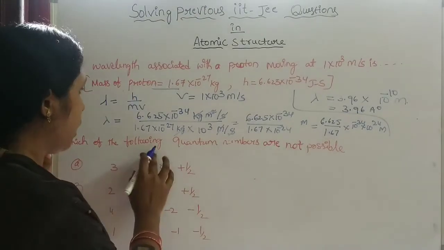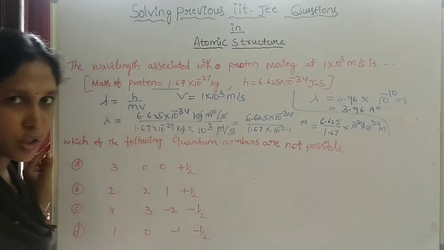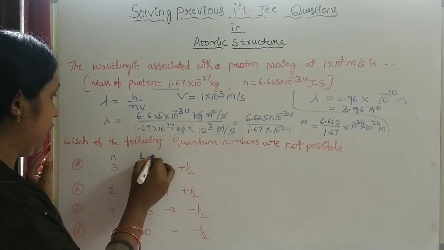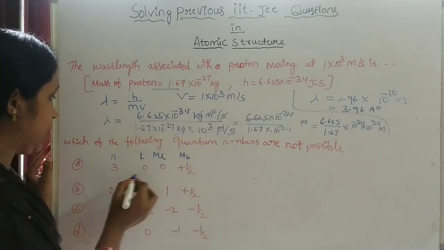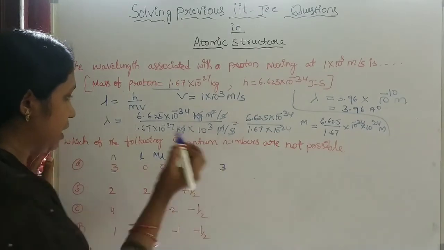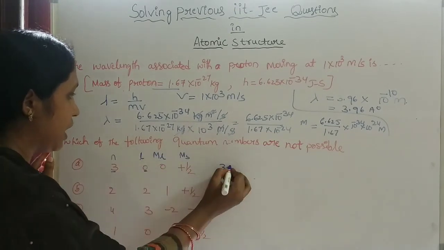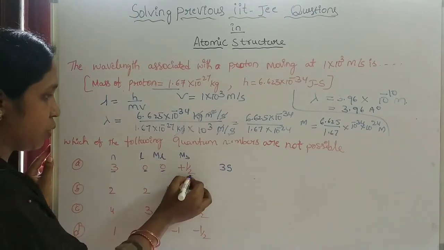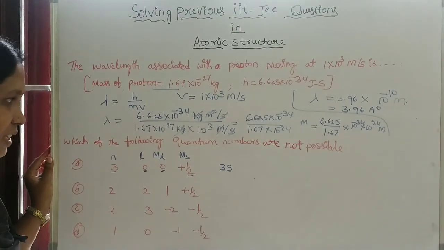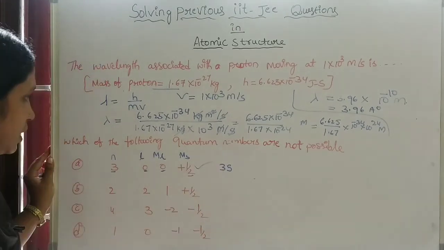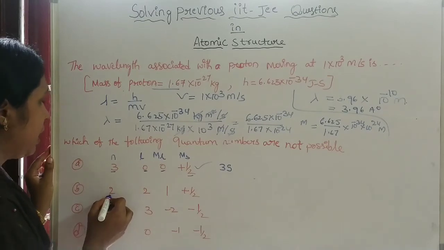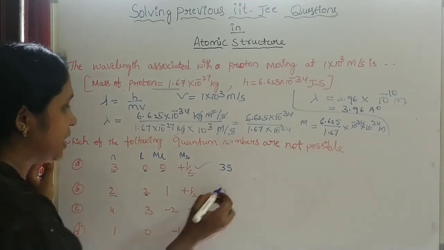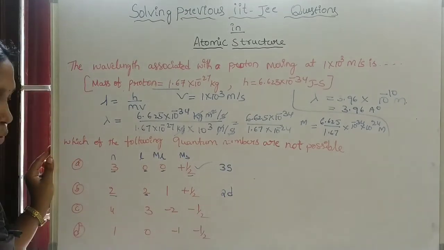Which of the following quantum numbers are not possible? See option A: n, l, ml and ms. n equal to 3, l equal to 0 means which orbital? s orbital. s orbital has magnetic quantum number 0 and spin quantum number plus or minus, which is correct. So this is possible. And go to B: n is 2 and l equal to 2 means which orbital? That is a d subshell. So 2d. Is 2d possible?